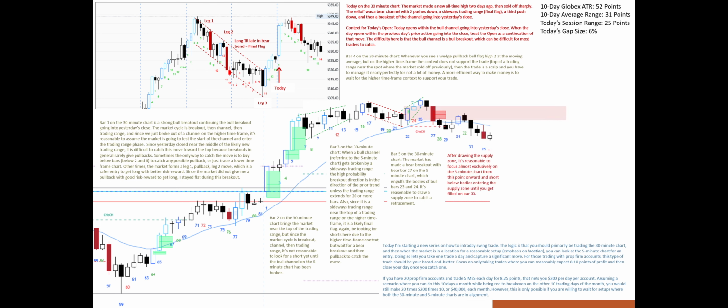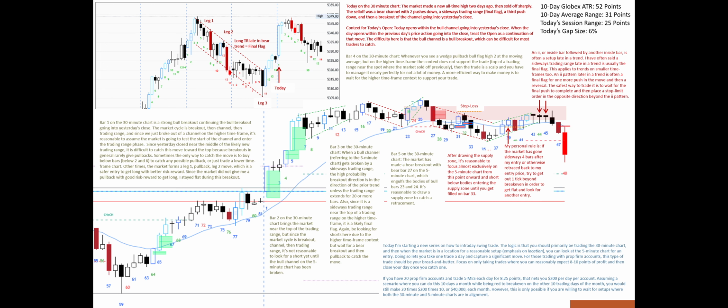After drawing the supply zone, it's reasonable to focus almost exclusively on the 5-minute chart from this point onward and short below bodies entering the supply zone until you get filled on bar 33. My personal rule is, if the market has gone sideways 4 bars after my entry, or otherwise retraced back to my entry price, try to get out one tick beyond break-even in order to get flat and look for another entry. An II, or inside bar followed by another inside bar, is often a setup late in a trend.